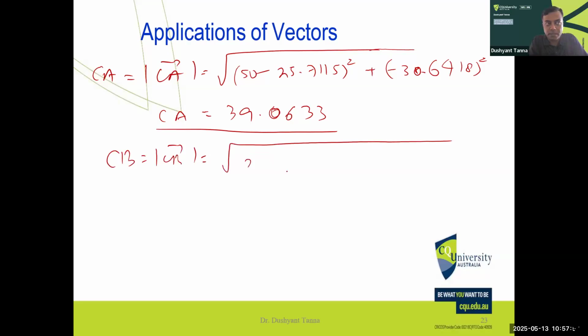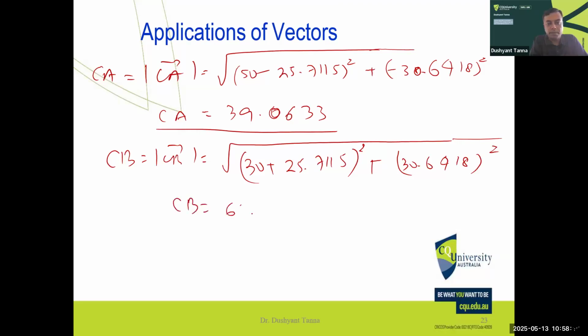Similarly, CB is the length of the vector CB, and with all the simplified form, that is 30 plus 25.715 squared plus 30.641 squared. And that will be 63.6 kilometers.